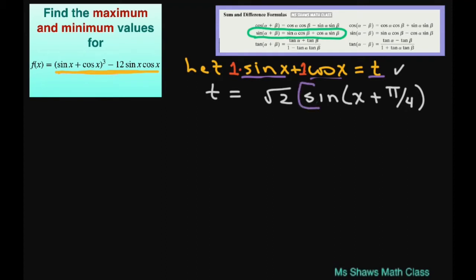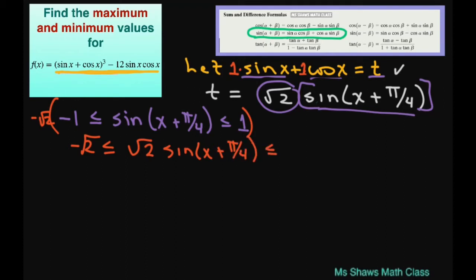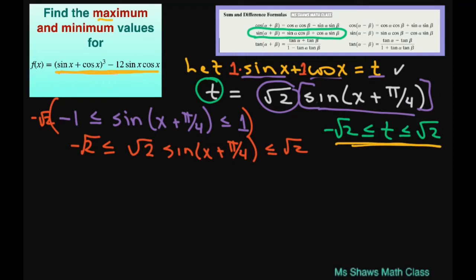For this piece here, we know that this has to be in between -1 and 1. All right, but we have the square root of 2 here. So let's multiply everything through by square root of 2. So that's going to give me negative square root of 2 is less than or equal to square root of 2 sine of x plus pi divided by 4, which is less than or equal to square root of 2. And that means, because this equals t, our t is going to be in between negative square root of 2 and square root of 2. And that's where our restrictions are going to be when we find the minimum and maximum.